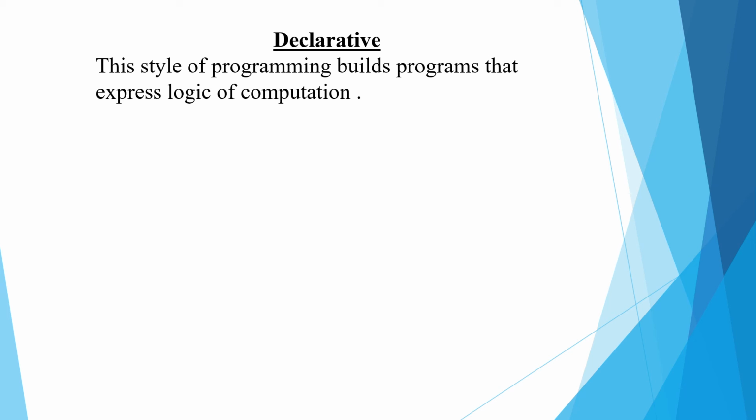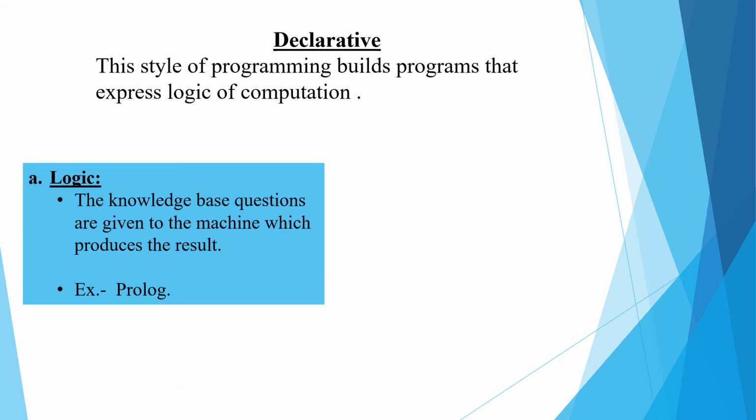It often considers programs as theories of some logic. So the logic is more important here. In that we have the first type, that is logic. The logic programming paradigm views computation as reasoning over a body of knowledge. It means in logic programming we have a knowledge base which we already know, and questions based on that knowledge are given to the machine, which produces the result. The example is Prolog programming.